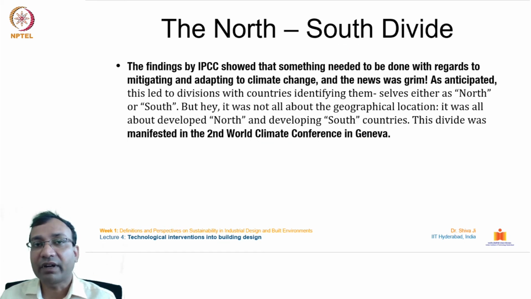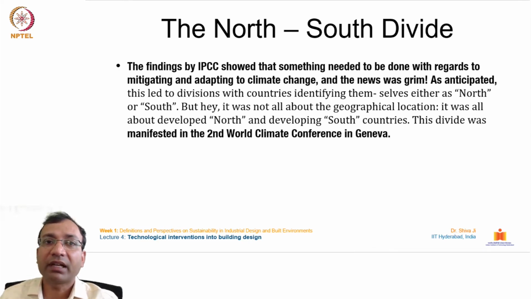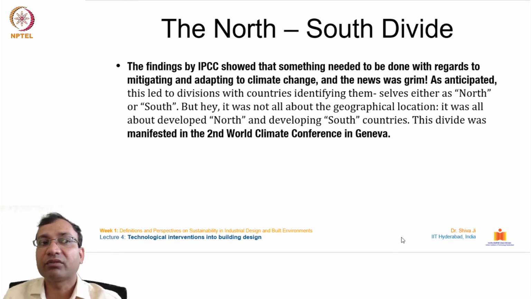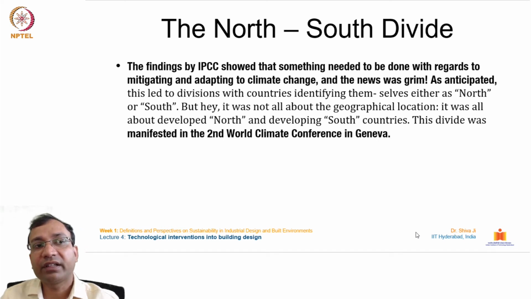Well, the North-South divide. The findings by IPCC showed that something needed to be done with regards to mitigating and adapting to climate change. And the news was grim. As anticipated, this led to divisions with countries identifying themselves either as North or South. But it was not all about geographical location, it was about developed North and developing South countries. This divide was manifested in the Second World Climate Conference in Geneva.